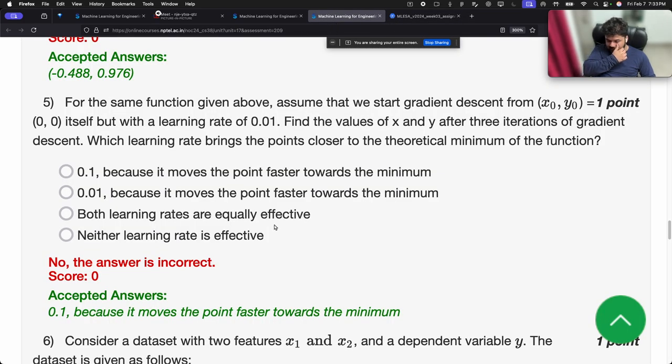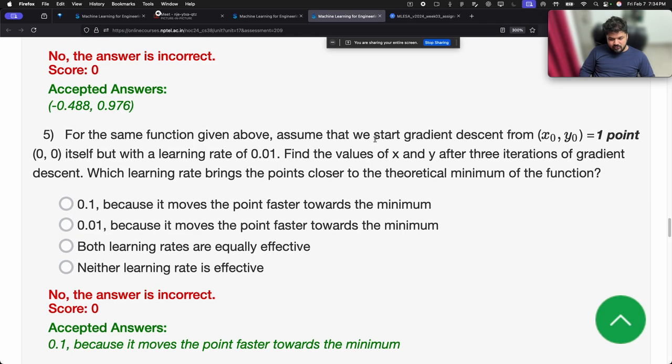It is fast. See, it's just a learning rate. It's saying if you increase the learning rate, what will happen? Obviously, the point will move faster towards the minimum, because the learning rate increases the slope. Basically, if you multiply with a higher learning rate, the magnitude of the slope gets increased. In this direction, the slope is negative. So the magnitude increases, so gradient descent becomes faster.